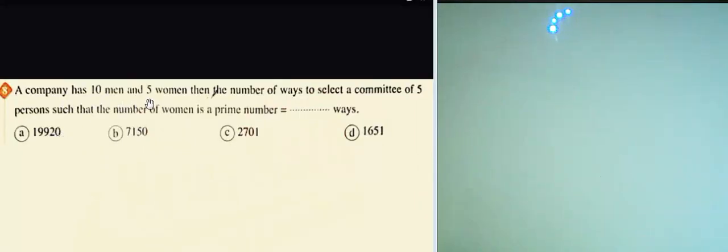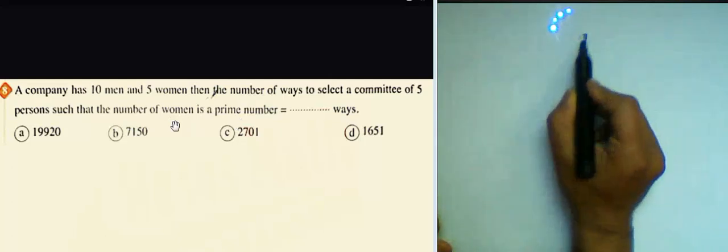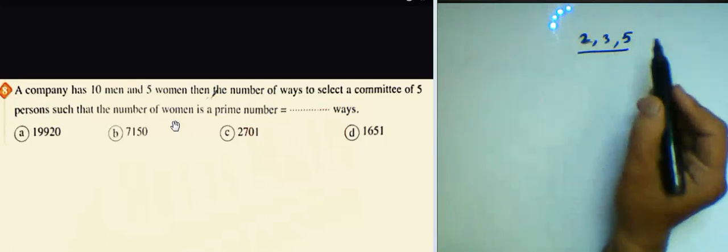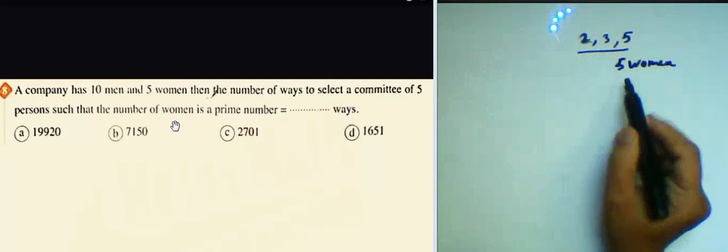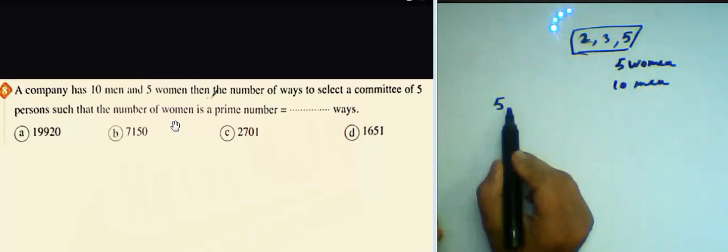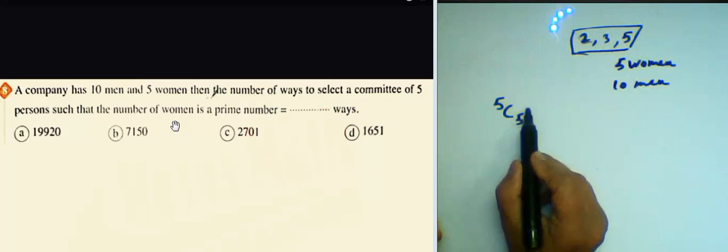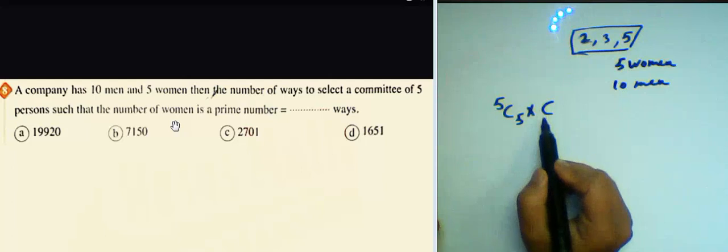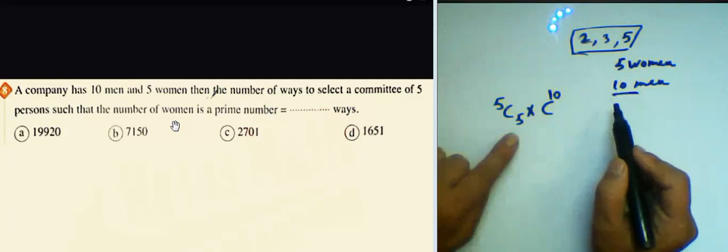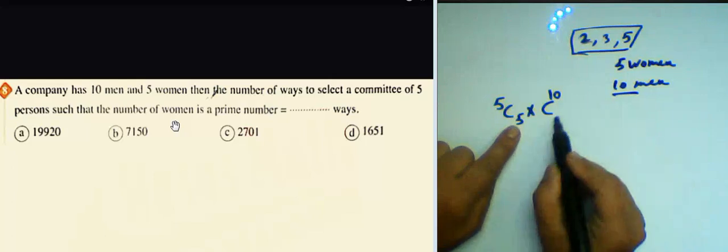Question 8. A company has 10 men and 5 women. Then the number of ways to select a committee of 5 persons such that the number of women is a prime number. Number of women, prime number. We know prime numbers: 2, 3, 5 and 7. But we have here in the example 5 women and 10 men. Okay, we can choose women: 5 combination 5, and we must find the remainder from the men. If you choose 5 women, you will choose 0 men.